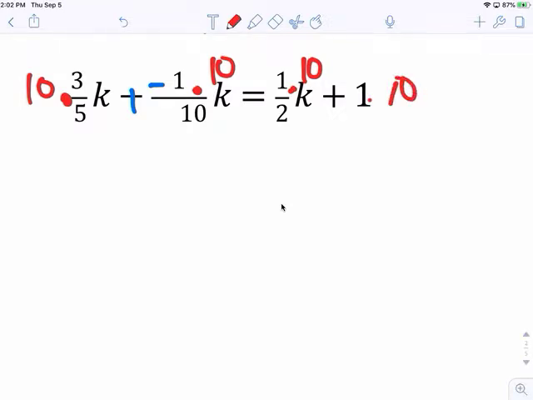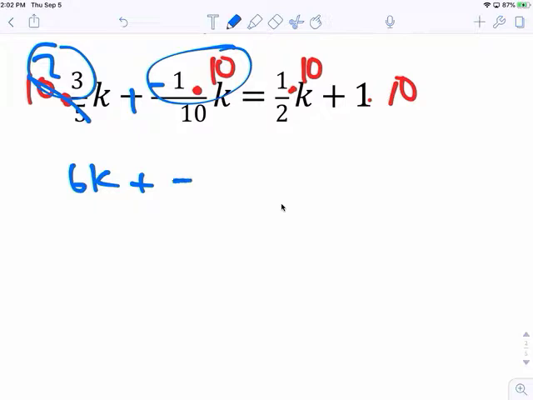Okay, so you cross cancel here. You get 2. 2 times 3 is 6k plus a negative 10, all over 10, bring down the k.